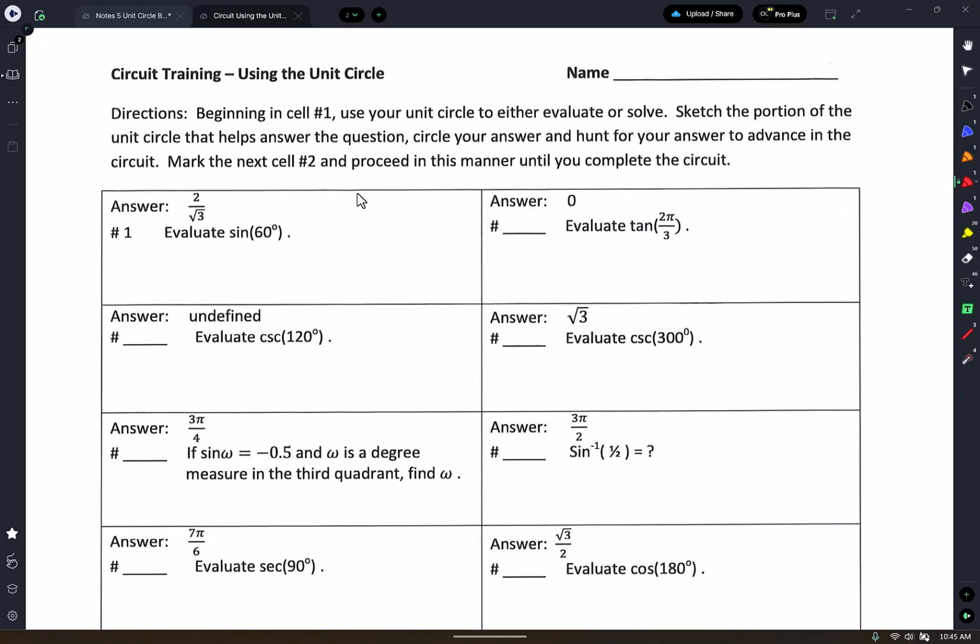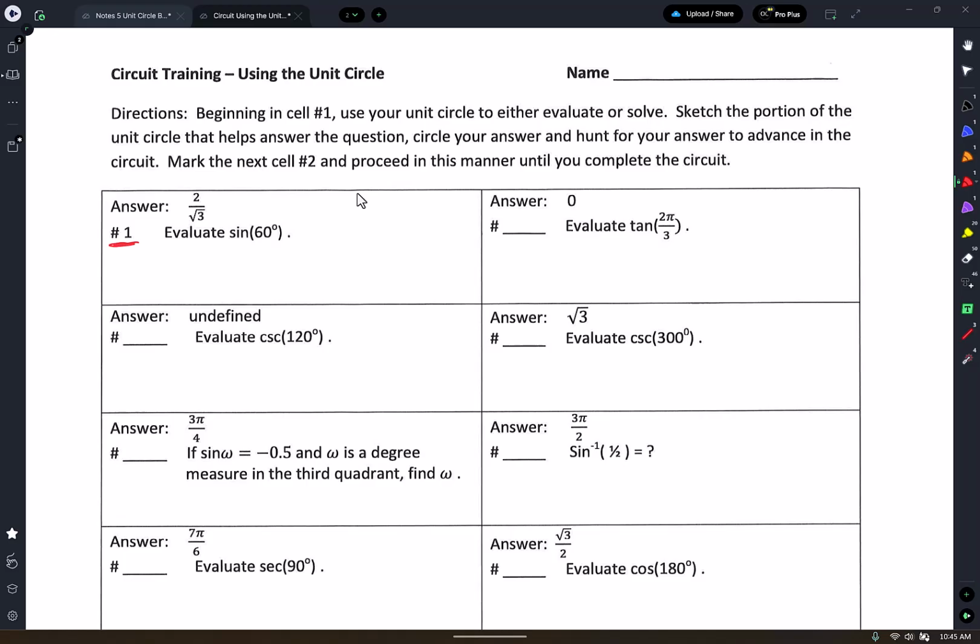We'll see. Beginning in cell 1, use your unit circle to either evaluate or solve. Sketch a portion of the unit circle that helps answer the question. Circle your answer and hunt for your answer to advance in the circuit. Mark the next cell, number 2, and proceed in this manner until you complete the circuit. First and foremost, these are meant to be done as a group. Do not try to do it by yourself. I mean, you can if you want, but they're meant for you to talk the math life talk with your group. Does that make sense? All right, so here it is.